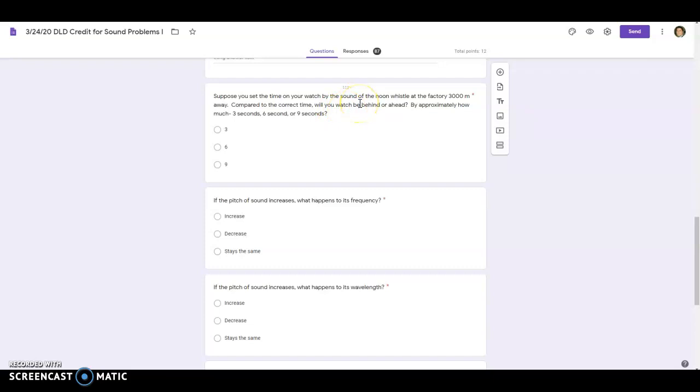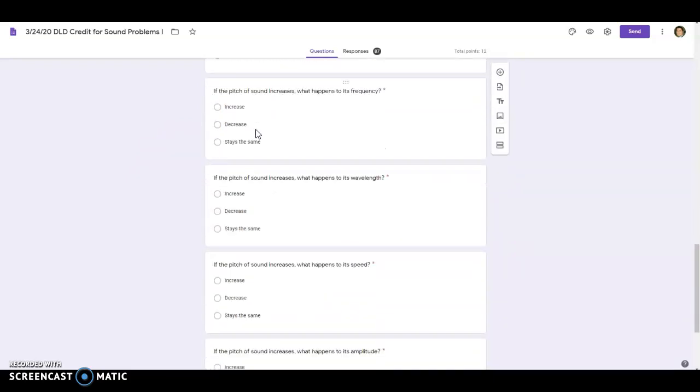It's about 300 meters per second, and this is going to give you a distance of 3,000 meters. So we're going to take that 3,000 meters and divide it by 300, and we get that our watch will be roughly 10 seconds behind. So the best choice here is going to be 9. Okay, so your watch is 9 seconds behind. Again, this will be changed slightly so that I can quiz you and test you on this kind of information.